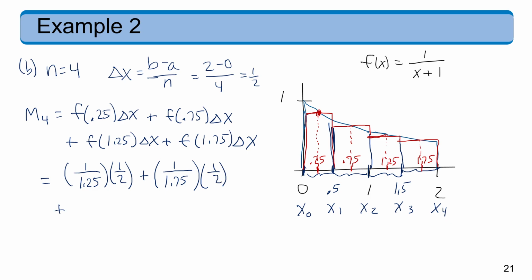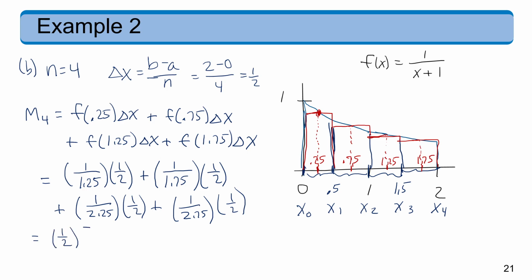On the third one, f of 1.25, the denominator will now be 2.25 times 1/2. And then the last one, we plug in 1.75, so the denominator will be 2.75 times 1/2. So then we want to simplify this. And one thing that could help is to factor out the 1/2 that's in every one of these terms.